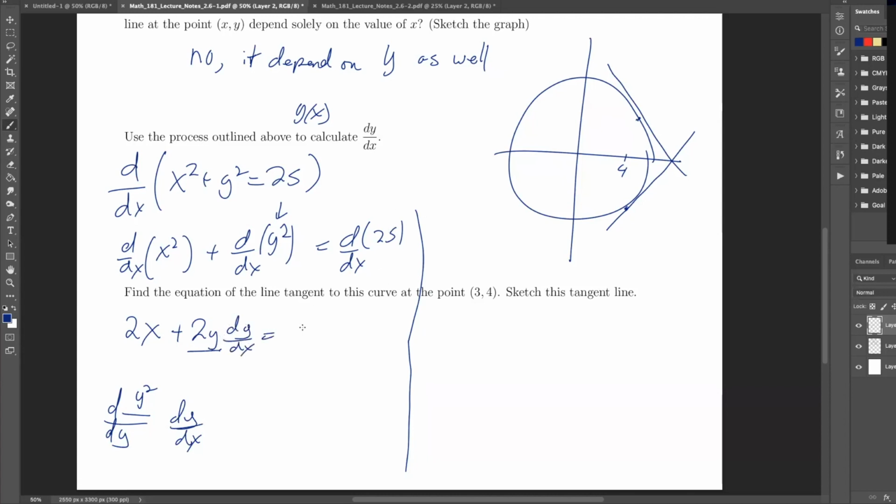And then here, plus the 25 is 0. Then, if I use this to solve for dy dx, I move over, so I get minus 2x divided by 2y equals dy dx. So I move this over, divide by the 2y, cancel out the 2, so I just get it to be minus x over y.